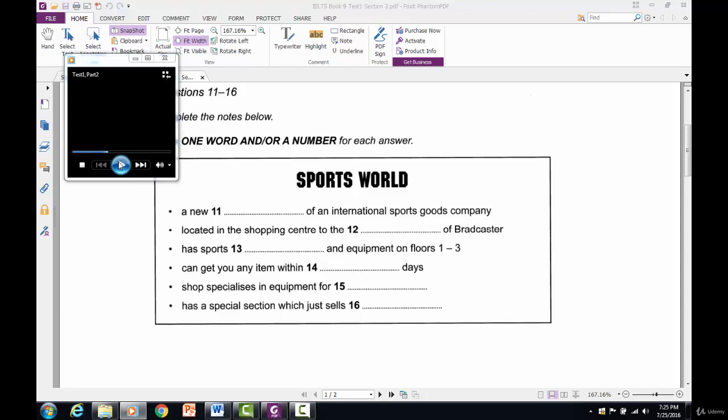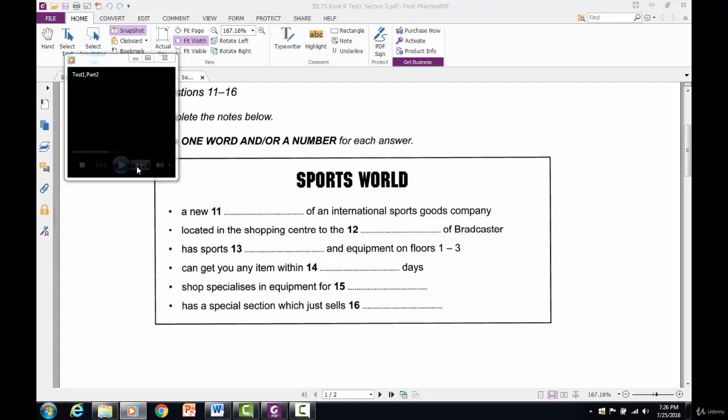As well as equipment. Right, so the answer is clothing. C-L-O-T-H-I-N-G. Sports clothing. Right, what they did was they mentioned the end of the sentence, first 3 floors, then they said it has sports clothing and equipment. So the reason why I'm pointing that out to you as being important is you can't just sit back and wait and say it's going to go in this order. Has sports clothing and equipment on floor. They're not going to say it in that same order. They mix up the words, okay? So you have to be aware of that.